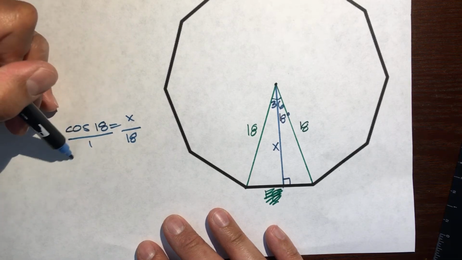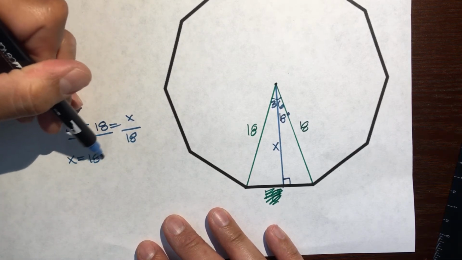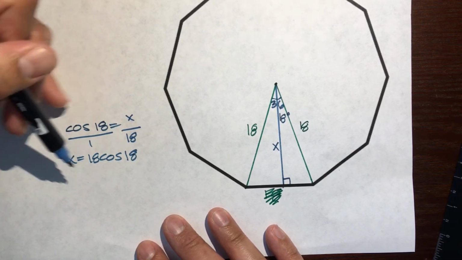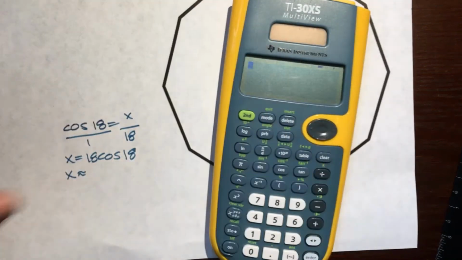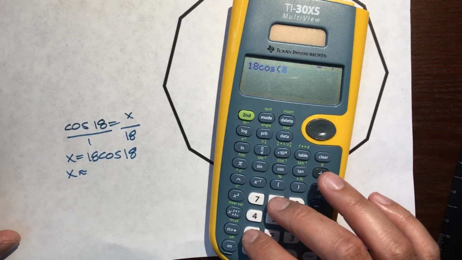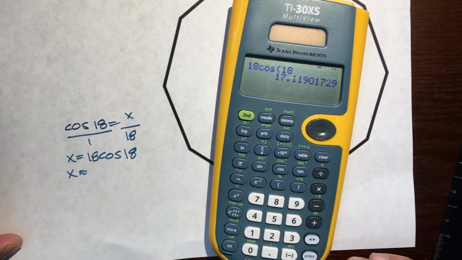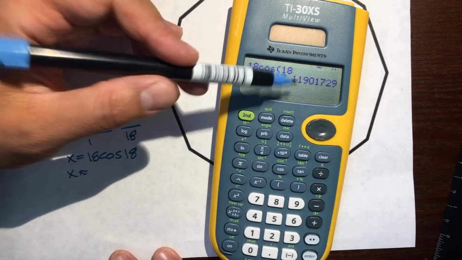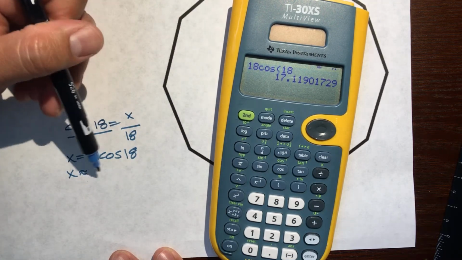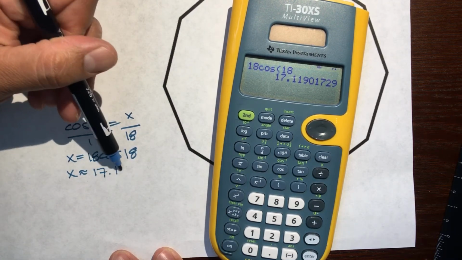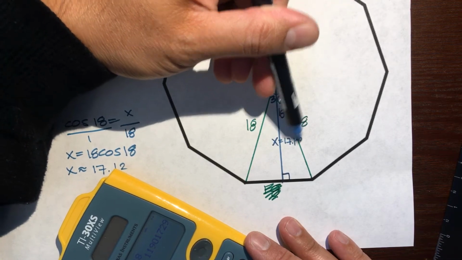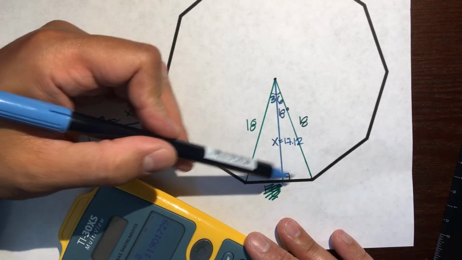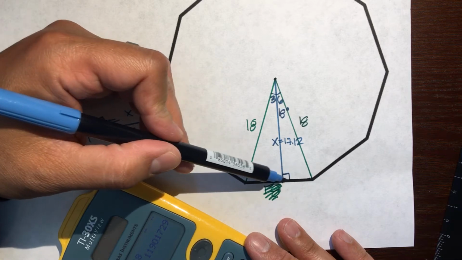So 1 times x is x. And 18 times cosine of 18, so x is about 17.12. I'm just going to round it to the nearest hundredth, so 17.12. So our apothem, 17.12. We have our height. Let's figure out what this base is right here.